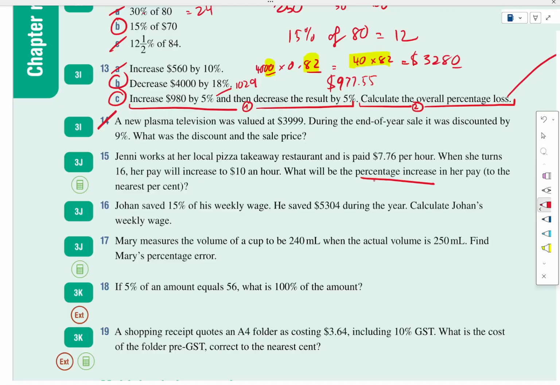Did you get 10 minus 7.76, and divide by 7.76? 28.8659. And that's a percentage, right? So to the nearest percent is 29. To the nearest percent just means you round it to the nearest whole number, because the unit is percent. It's roughly 28.9 percent, and you approximate that to 29% because they asked for the nearest percent.